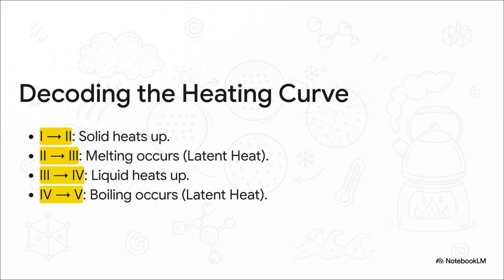We hit that first flat part, the plateau. That's the melting point. The temperature stops rising because all that heat energy is being used as latent heat to turn the solid into a liquid. Then, once everything's melted, from 3 to 4, the temperature of the liquid starts to climb again. And then boom, another plateau from 4 to 5. You guessed it, that's the boiling point. More latent heat is being absorbed to turn that liquid into a gas.